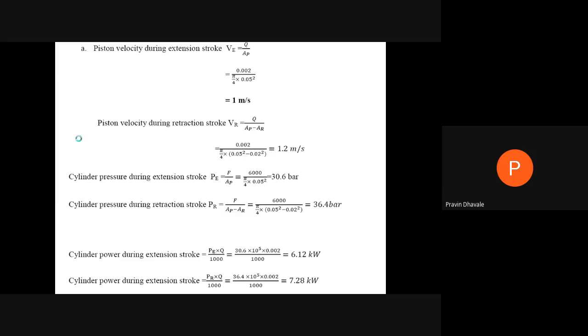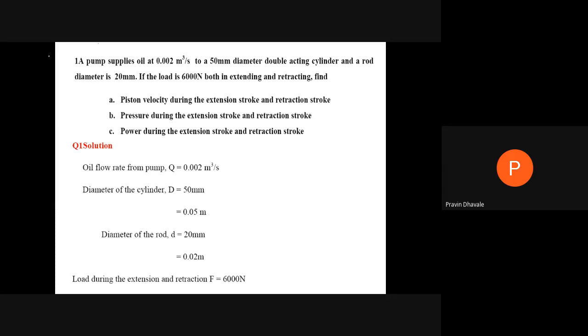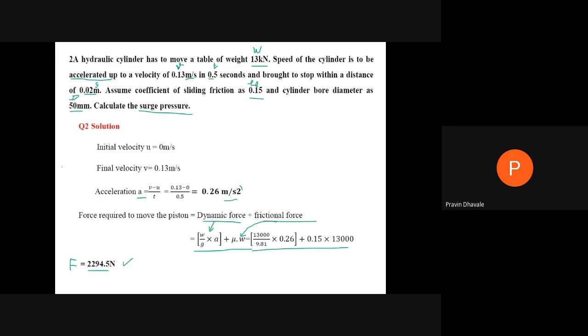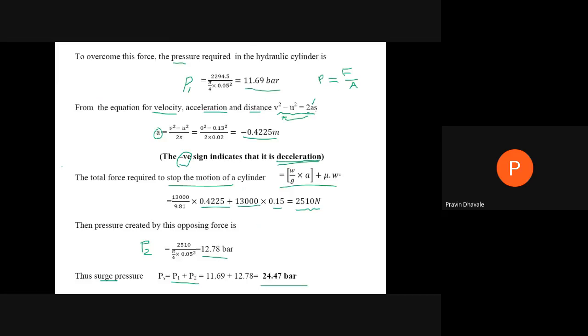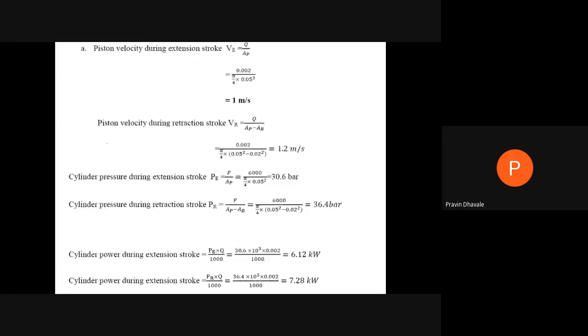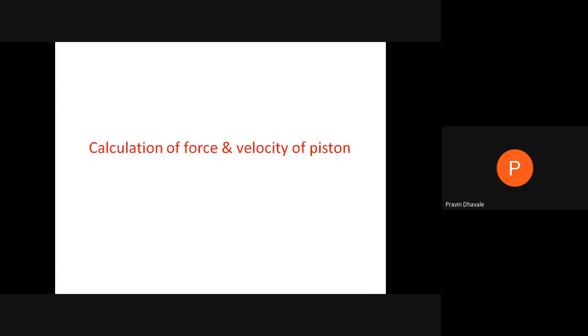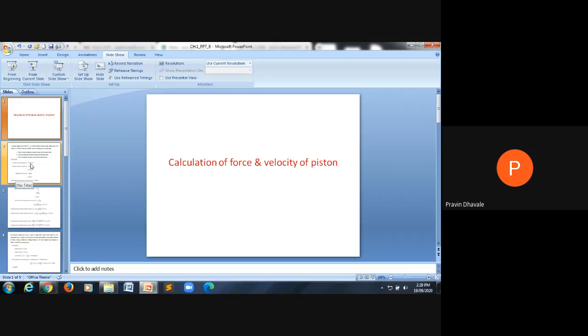Okay. In this lecture, we have covered piston velocity as well as force required to move the piston. Right. So these two points which were remaining from the second chapter, that is the force and velocity calculation for the piston, we have covered during this lecture by using these examples, right? Any doubt regarding these two examples? No, sir.